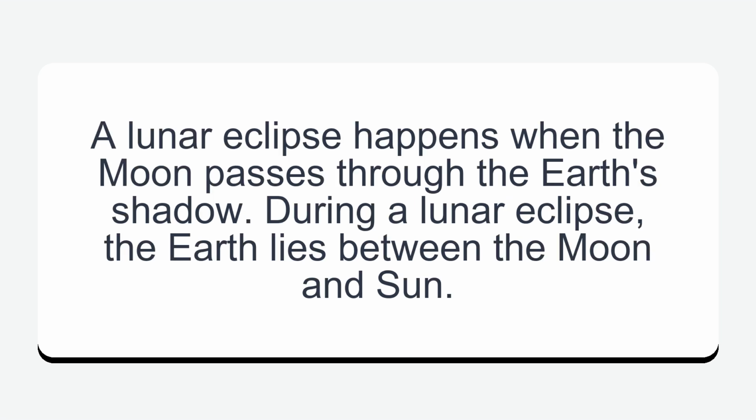The Earth lies between the Moon and Sun. A lunar eclipse happens when the Moon passes through the Earth's shadow. During a lunar eclipse, the Earth lies between the Moon and Sun.